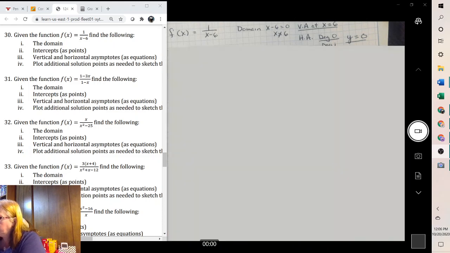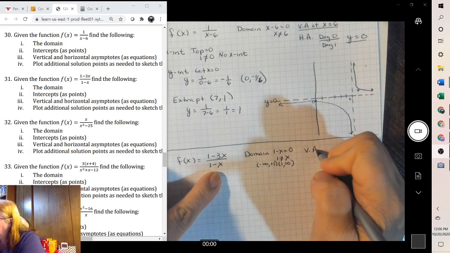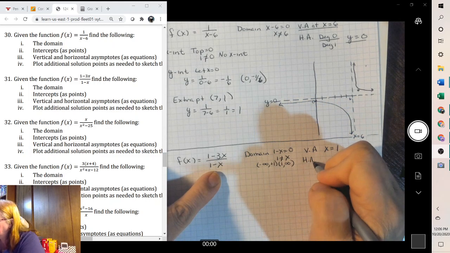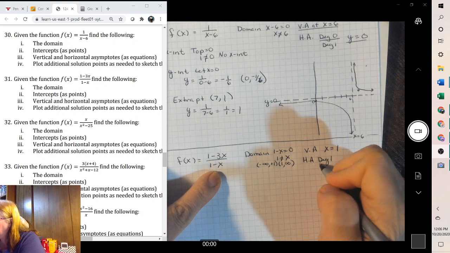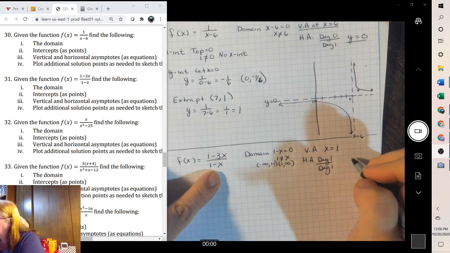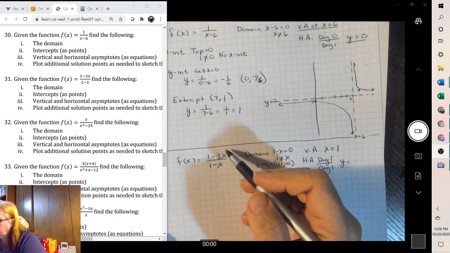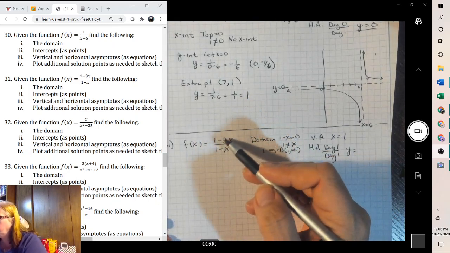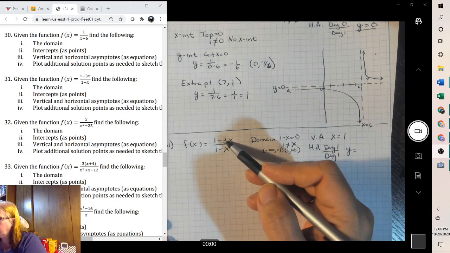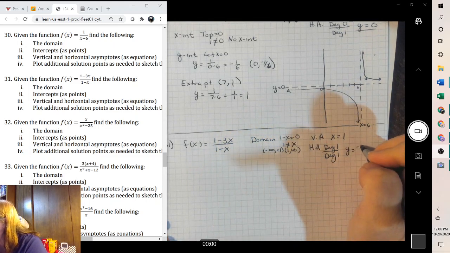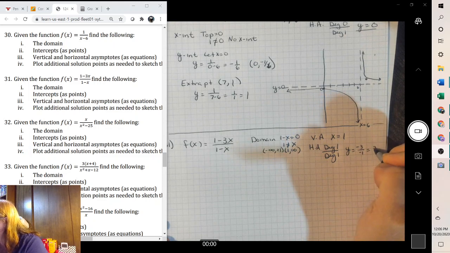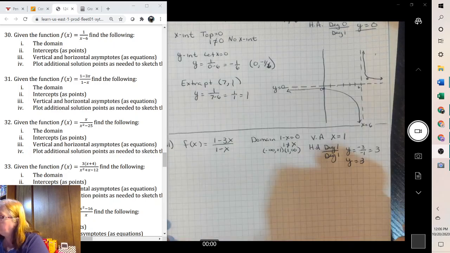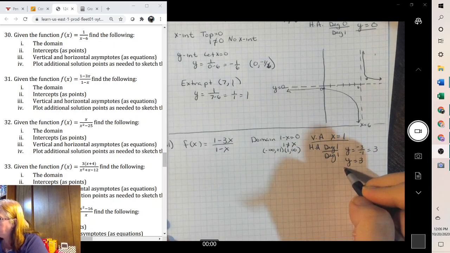Since this does not reduce, it also gives us our vertical asymptote at x equals 1. Horizontal asymptote: the degree on the top is 1 and the degree on the bottom is 1. When that happens, you take the two leading terms, which means the two with the largest exponents, and you reduce them. The x's cancel, so it's negative 3 over negative 1, which gives us 3. So our horizontal is y equals positive 3. So we have the vertical, we have the horizontal.